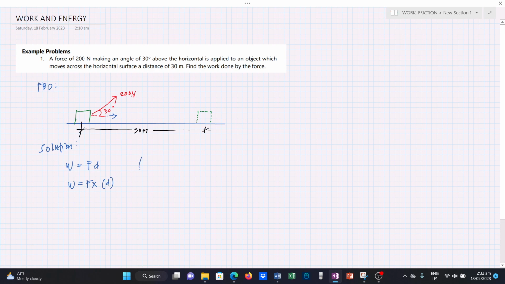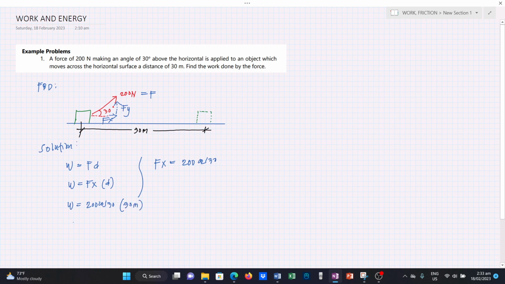Ang Fx natin class, ilagay ko dito, eto class yung force natin, Fx is equal to 200 cosine, kasi adjacent side siya. Ito class yung Fx natin. Ito yung ating Fy. Okay? So, Fx natin is 200 cosine 30 degrees. Therefore, input natin dito, work is equal to Fx, that is 200 cosine 30, times yung distance na tinravel niya, which is from this point up to this point is 30 meters.